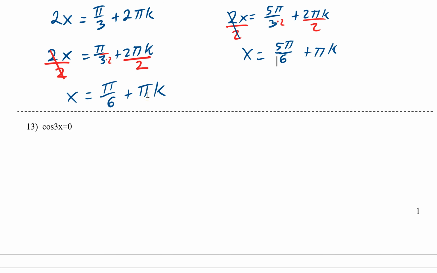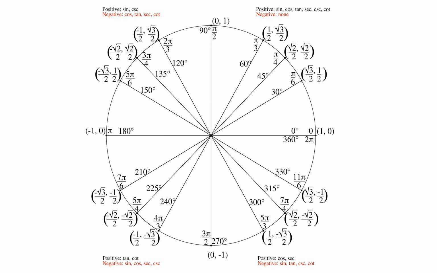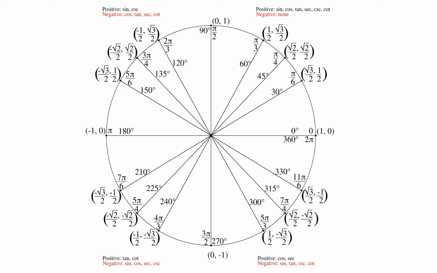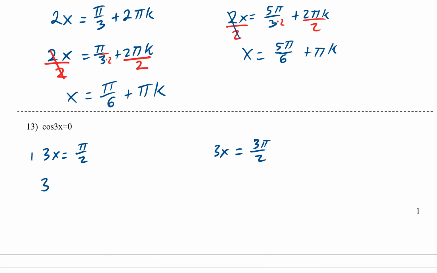So if we have cosine of 3x equals 0, all you have to do is look at your unit circle. When is cosine equal to 0? At pi over 2 and 3 pi over 2. So we say that 3x is equal to pi over 2, and 3x is equal to 3 pi over 2. You're just looking at the cosines just like before. So that's our first step, we say pi over 2 plus 2 pi k, because it's going to repeat. And then we say 3x equals 3 pi over 2 plus 2 pi k.